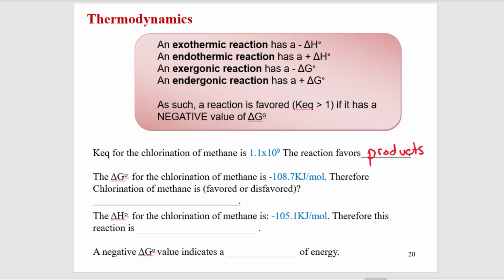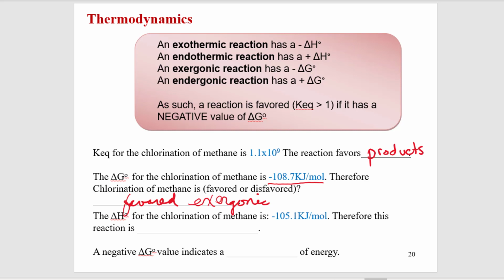So the delta G for the chlorination of methane, I know that if the KEQ is greater than 1, the delta G is negative. And look, experimentally, I'm telling you that the delta G is negative 108.7 kilojoules per mole. Therefore, chlorination of methane is favored. Or you could say it's exergonic, right? It's a negative delta G.